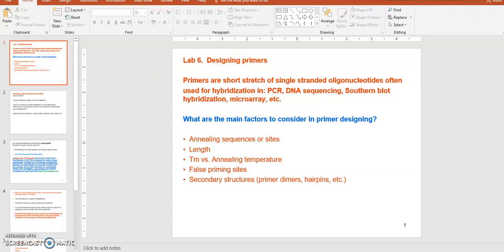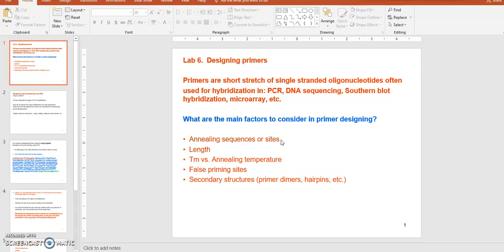So when you consider designing a primer or a pair of primers, you have to consider many things. Okay, these are the considerations. Number one, annealing sequence or sites. So like I said, the primer sequence should be complementary to its target binding site, because the primer binds to the DNA. When you say it binds on DNA, what does that mean? Its nucleotide sequence is making complementary base pairing with the opposite target binding site. Okay, so the sequence match should be there.